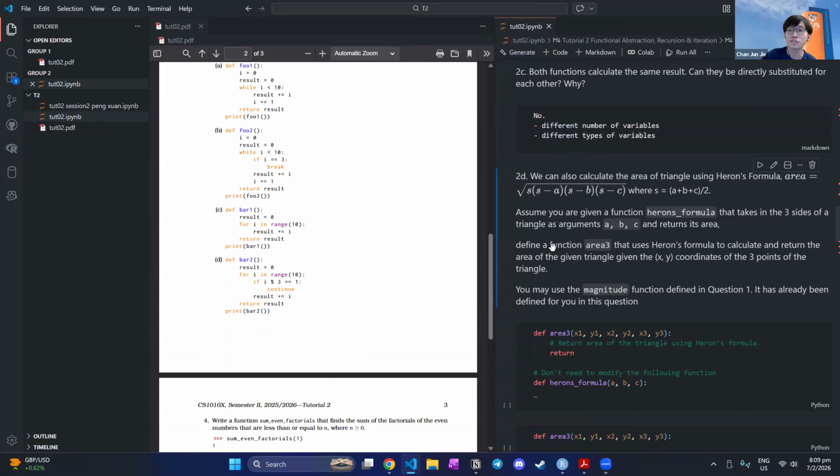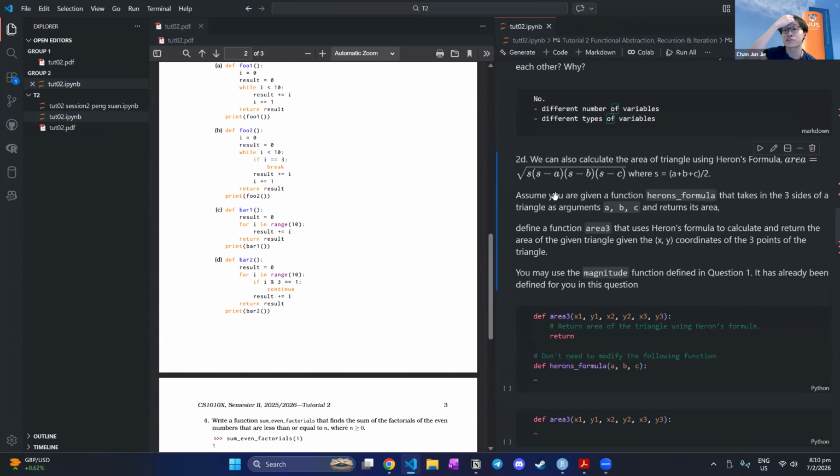All right, for 2D, here's another function, another way of calculating the area of a triangle using Heron's formula. Heron's formula has been given to you already. So write a function area 3 that uses Heron's formula to calculate and return the area of a triangle. Can I see your answers?